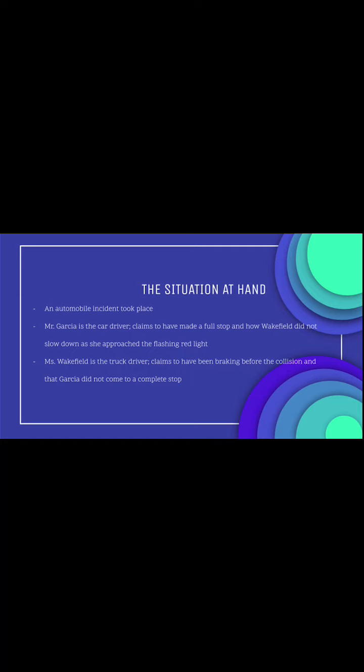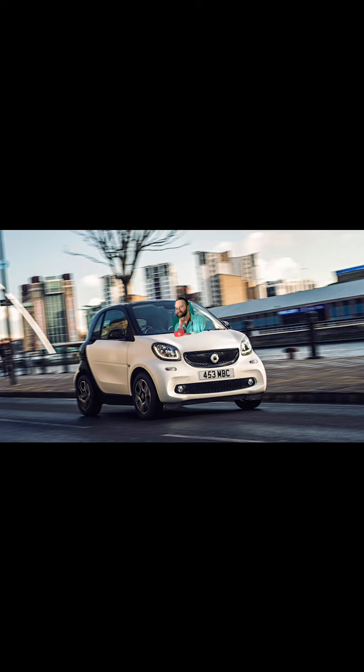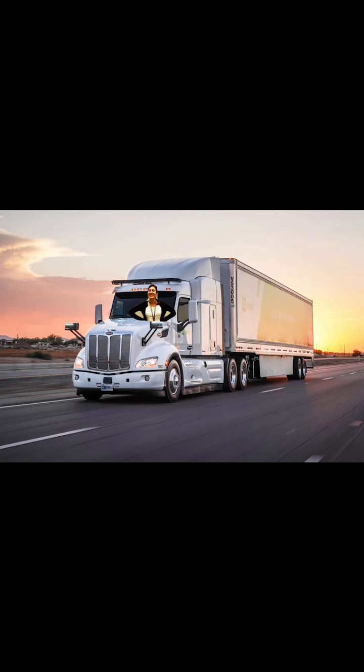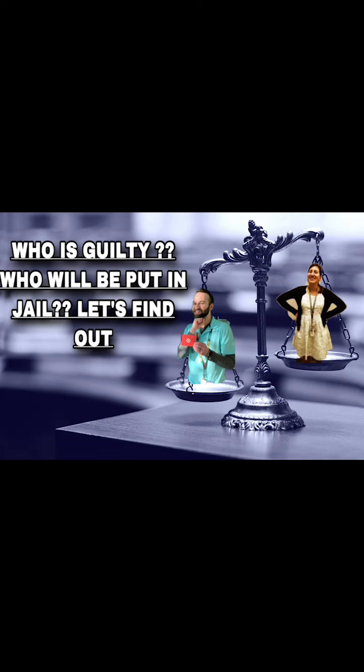To start off, we need to understand the situation at hand, which is an automobile incident that took place, let's say, at the beginning of the year. Mr. Garcia, a simple car driver, a simple citizen out there, claims to have made a full stop and is blaming our other suspect, Miss Wakefield, another individual, saying that she did not slow down as she approached the flashing red light. On the other hand, Miss Wakefield, our truck driver, claims to have been braking before the collision and that Garcia did not come to a complete stop. Now, who is lying in this scenario?